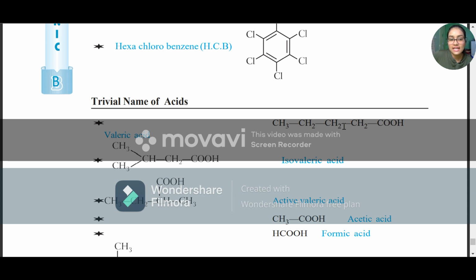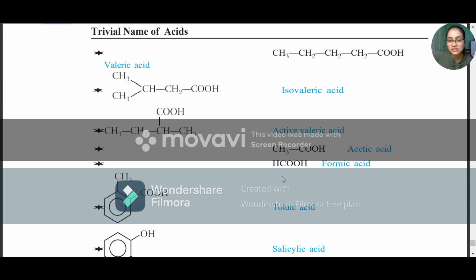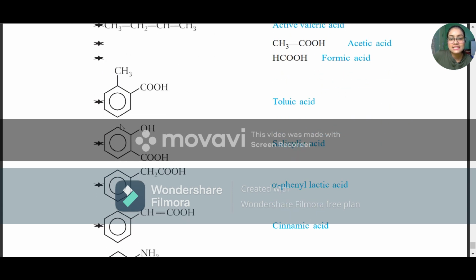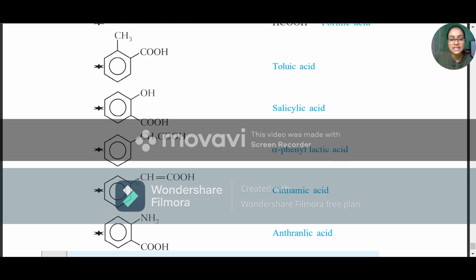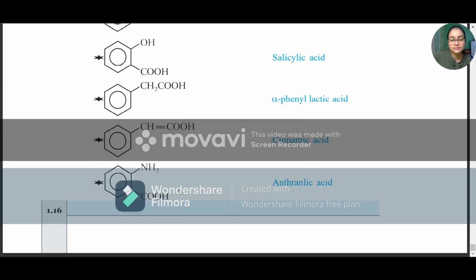Now some acid trivial names. This is valeric acid. This is isovaleric acid. This is active valeric acid. This is acetic acid. This is formic acid. This is toluic acid, salicylic acid, alpha phenyl lactic acid, phthalic acid, anthranilic acid.